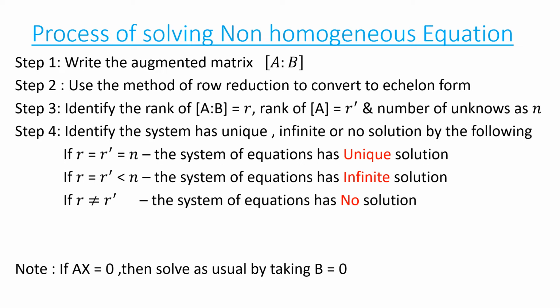If R is equal to R dash and that is equal to N, the system of equations has a unique solution. If R is equal to R dash and it is less than N, the system of equations has an infinite number of solutions. If R is not equal to R dash, the system of equations has no solution.